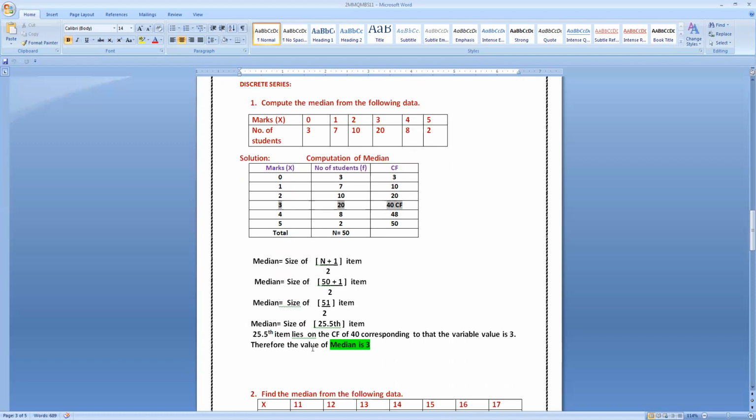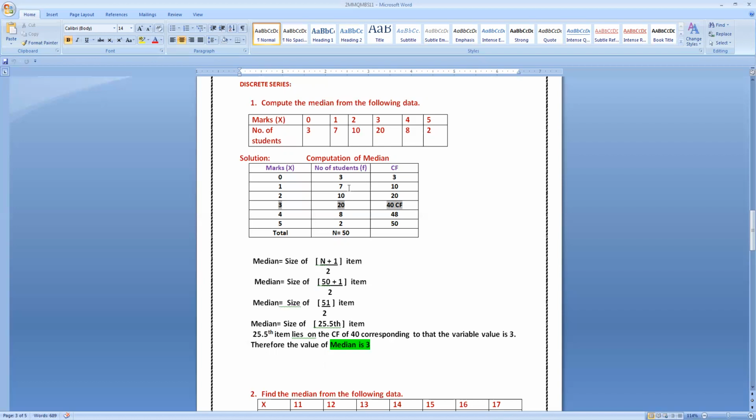Let us then see how to do it in the case of median. Median is nothing but the size of (n plus 1) by 2. As I told you, n is nothing but the total frequency. In place of n, we substitute 50, so 50 plus 1 divided by 2. Therefore, median equals the size of 51 by 2, which is 25.5.